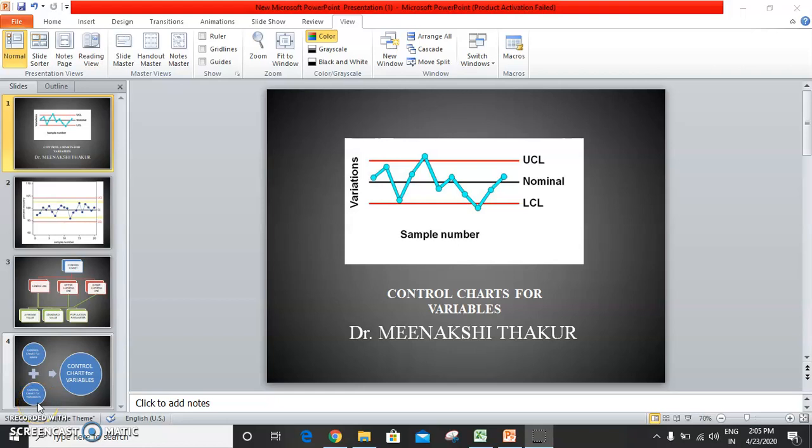This is Dr. Meenakshi. Today we'll together explore the concept of control charts for variables. But before that, let us understand what a control chart is. A control chart is a two-dimensional graphical display of a quality characteristic that has been measured or computed in terms of mean and plotted against the sample number or the time at which the sample is taken from the process.